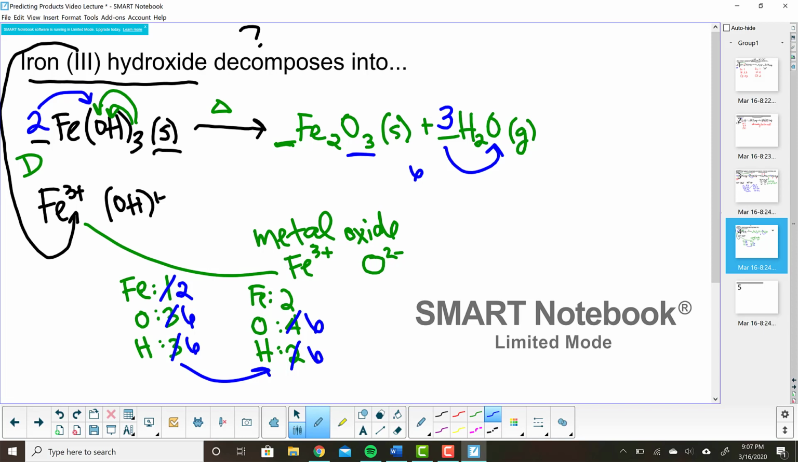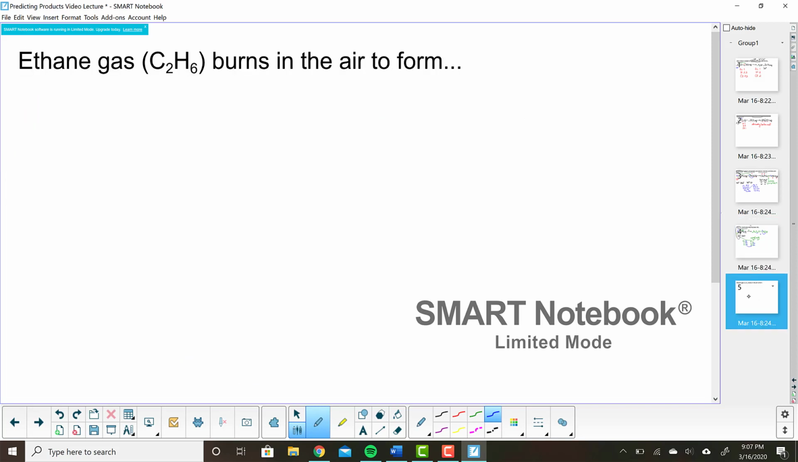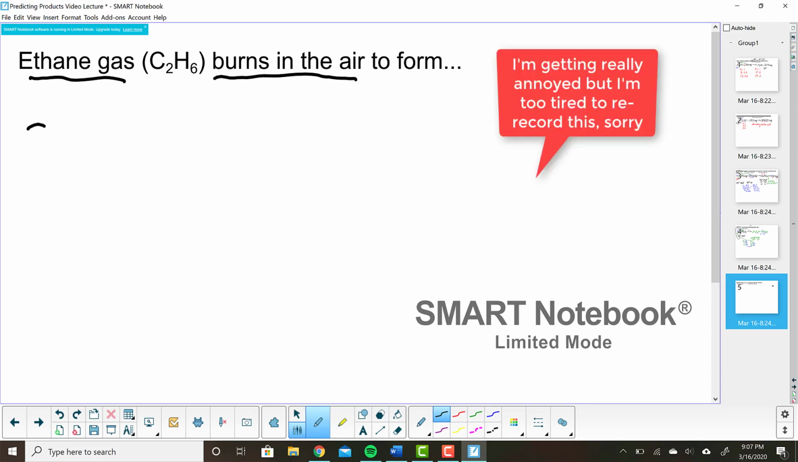All right, guys, one more problem. Let's see. Ethane gas. So it says ethane gas burns in the air to form something. All right, first step, we write down the formulas. C2H6 is a gas. It burns in the air, which means it reacts with O2, which is a gas.